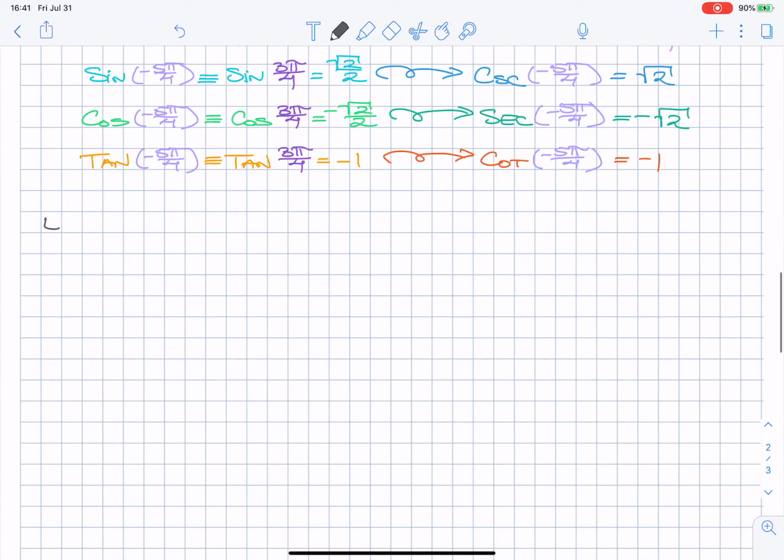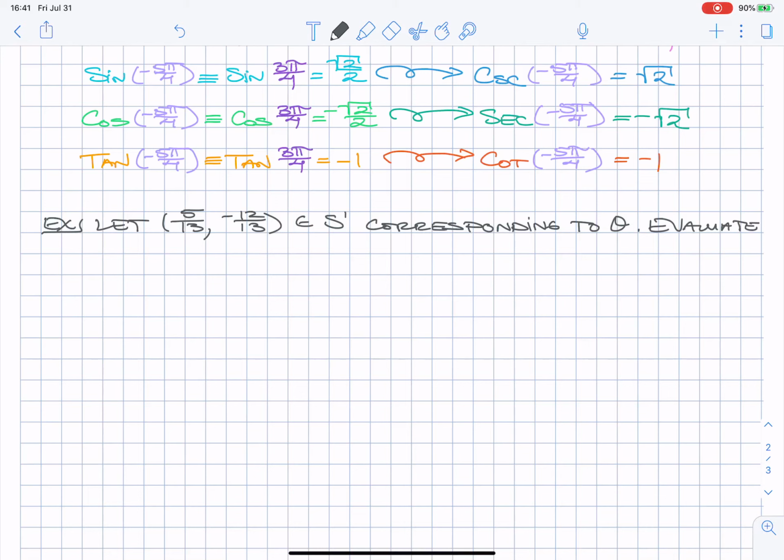So for example, what should we do? Let 5 over 13 comma negative 12 over 13 be on the unit circle, corresponding to theta. Notice what I say versus what I write. Evaluate the 6 trigonometric functions, these 6 trig functions of theta.